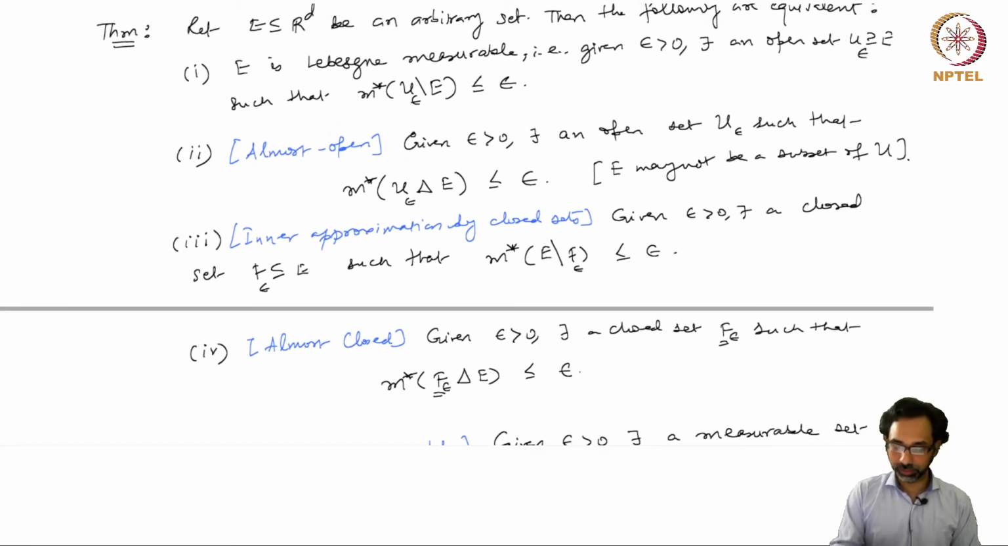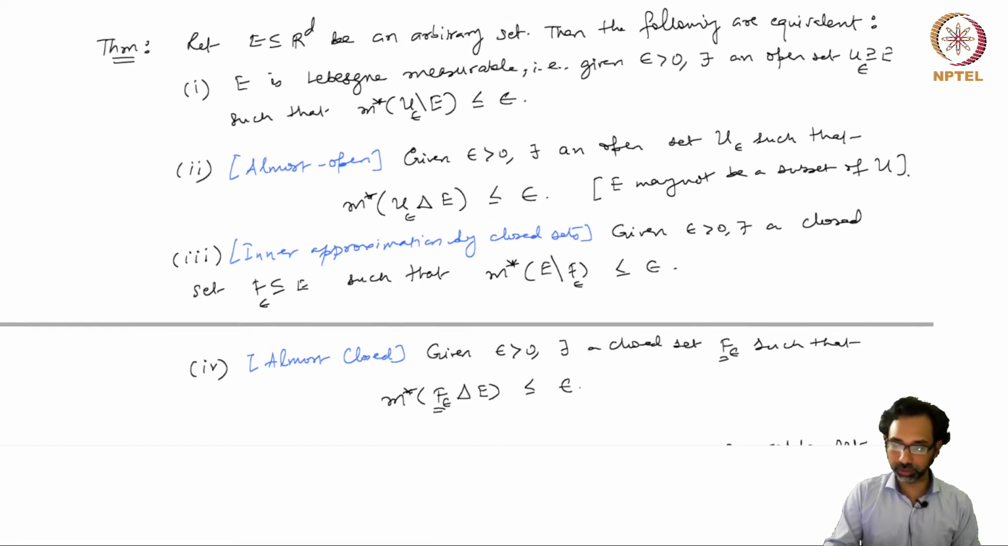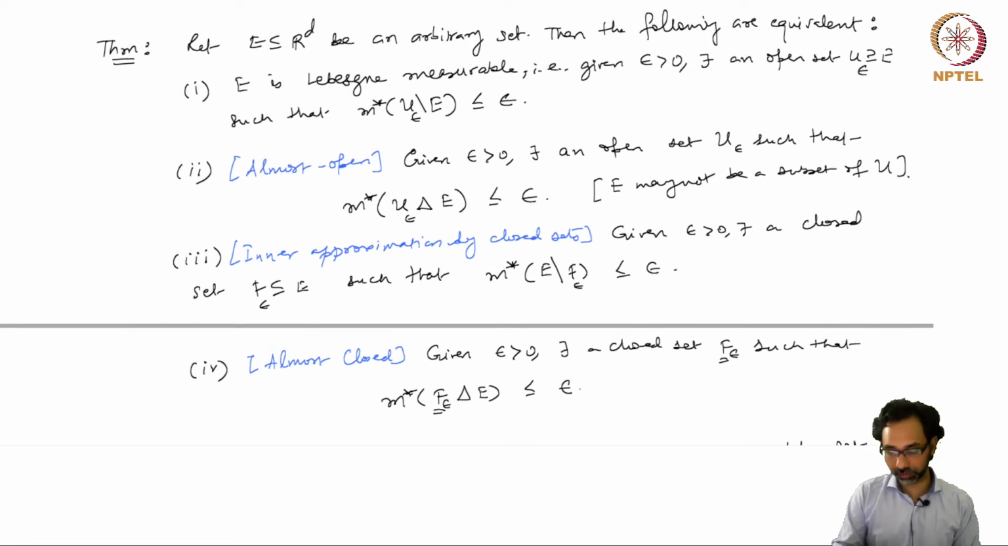A few of these implications, we will see, are quite trivial. For example, 1 implies 2 is trivial. This is trivial because if you have an open set U epsilon containing E, then that will also satisfy this condition here, because if it satisfies the first condition, then the second condition is trivial.